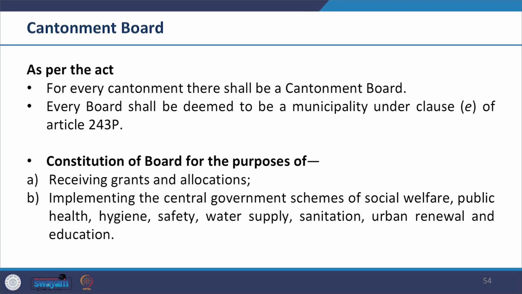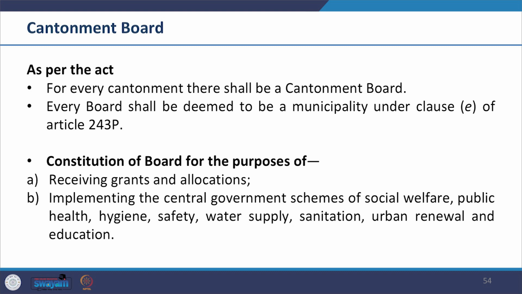Furthermore, the Act also provides the structure for the Cantonment Board under Chapter 3, Section 10. You may pay attention to the structure and also see how it is different or similar to our urban classification as per the Census of India. So, as per the Act, for every cantonment, there shall be a Cantonment Board. Every board shall be deemed to be a municipality under the clause. So the purpose of the board, why they have constituted the board, you can also align with and see the urban local bodies, as we had seen earlier. So you see that the purpose of the board is for receiving grants and allocations, implementing the central government schemes for social welfare, public health, hygiene, and so on.